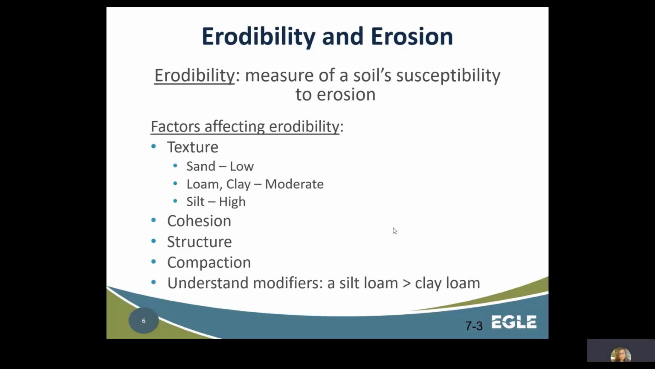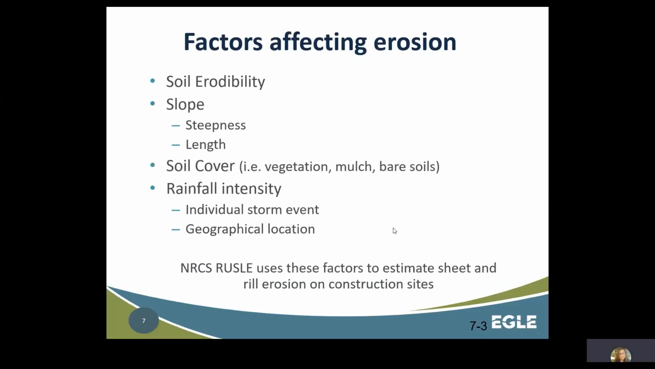Remember that there are modifiers such as silt loam and clay loam. A silt loam contains more silt than loam, and a clay loam contains more clay than loam. Therefore, a silt loam has a greater erodibility than a clay loam, as clay particles stick together better. We just discussed the factors that affect a soil's erodibility. Now we will discuss the factors that affect erosion, which is slightly different. Remember that erodibility is a measure of a soil's susceptibility to raindrop impact, runoff, and other erosive forces, whereas erosion is the actual wearing away of the land surface by wind, water, ice, or gravity.